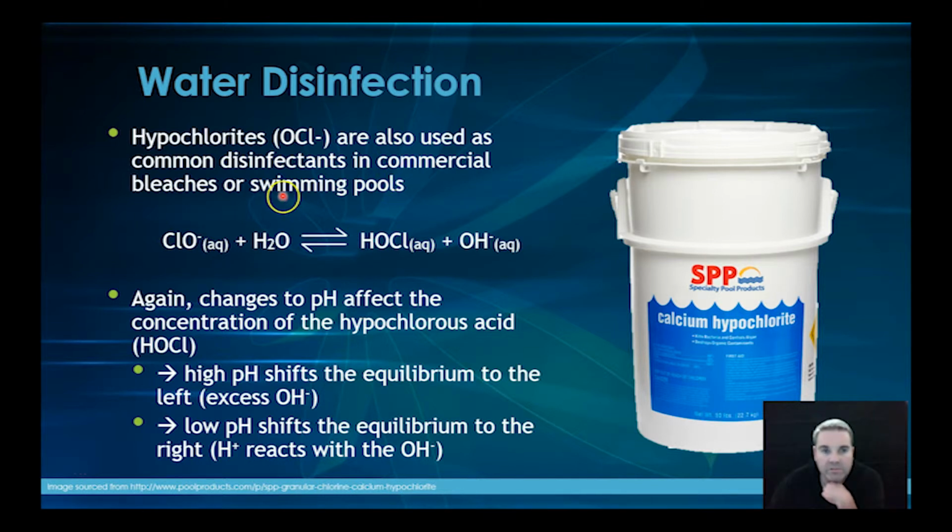Hypochlorites are also used as common disinfectants in commercial bleaches or swimming pools. So here's an example of something you might add to your pool, which is calcium hypochlorite. It doesn't really matter what your cation is here. We want to have hypochlorite ions.